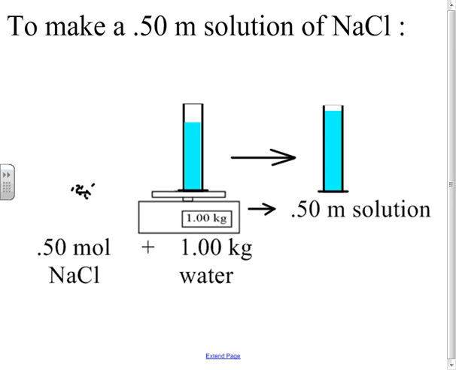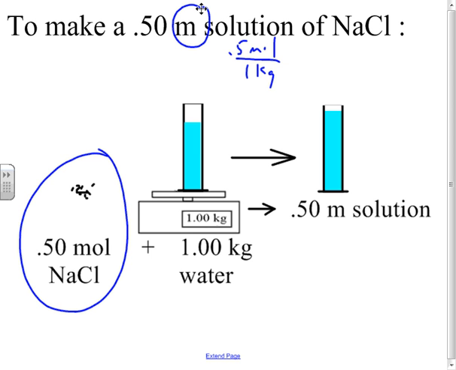If I wanted to make a 0.50 molal solution of sodium chloride, being a molal concentration, we want 0.5 moles of solute in 1 kilogram of solvent. So I would take the 0.50 moles of sodium chloride, mass out 1 kilogram worth of water, and then combine the two to make a 0.50 molal solution. We don't care that the volume changes. We don't care that the mass changes. I've got 0.5 moles of solute in 1 kilogram of solvent, so that is a 0.50 molal solution.